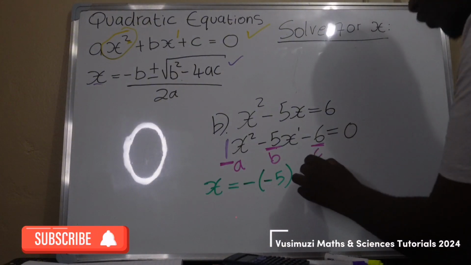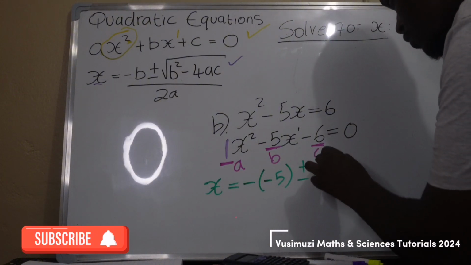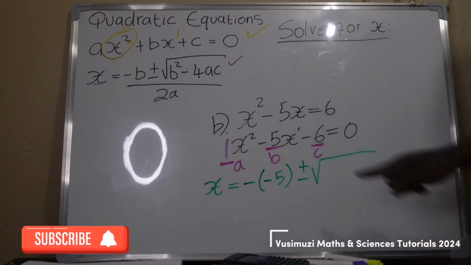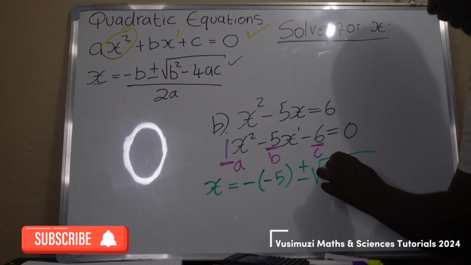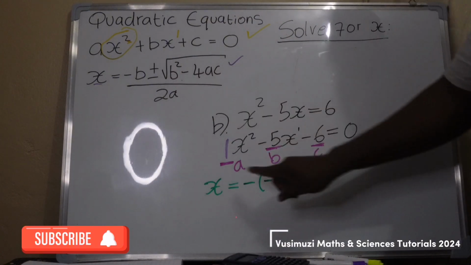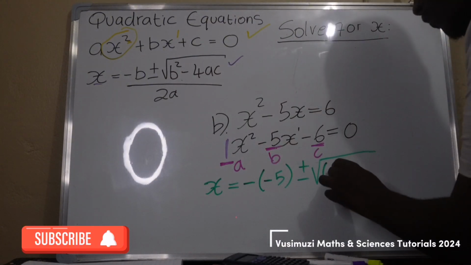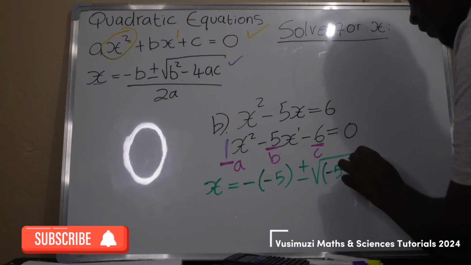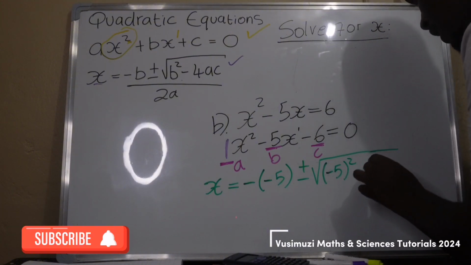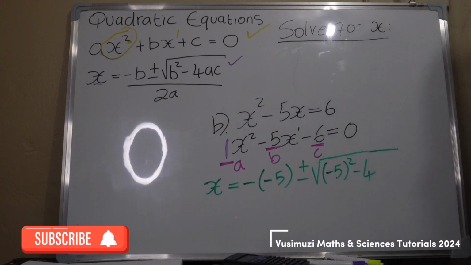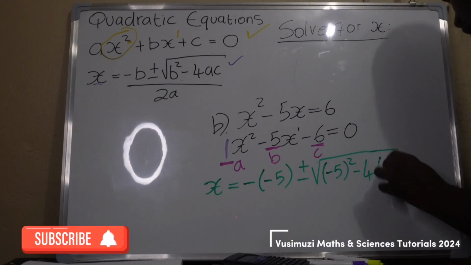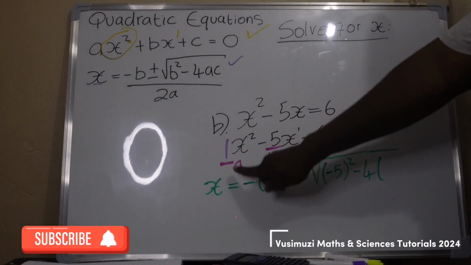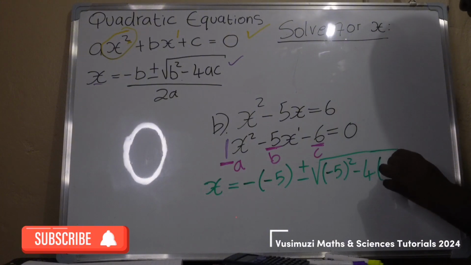Plus or minus square root of, what is my b inside the square root sign? I open the bracket again. What is my b? My b is negative 5. Negative 5 squared minus 4 is in the formula. You don't leave it out. You must always have this 4 all the time when you use this equation. 4 times, what is my a? My a is positive 1, invisible.